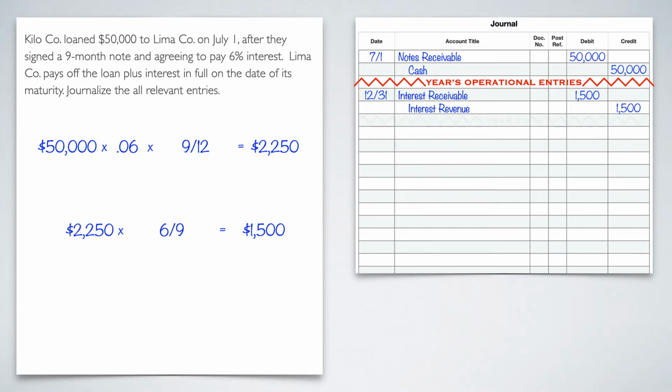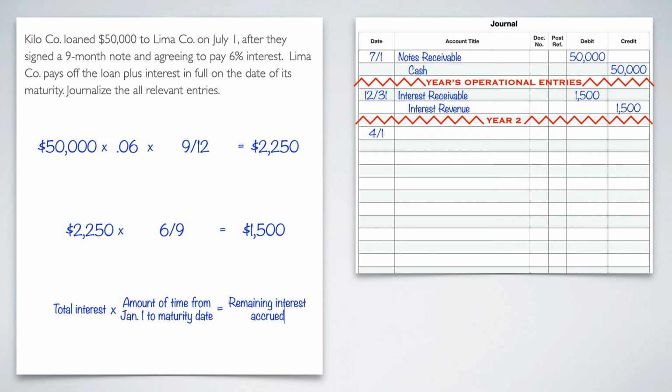Now I get into the second year. And the first date of significance of the second year would be when it matures, which is 4/1, April 1st. And on that date, we've got to calculate how much interest we've had. Now, there's two ways to do this. Obviously, you can go 2,250 minus the 1,500 because it's the total minus what we've already done. That's going to give you a number. Or you can do it the other way. I'm just going to do it the other way just to show you again how to do it. So again, it is the total interest times the amount of time from January 1st to maturity date. And that's going to give me the remaining interest accrued.